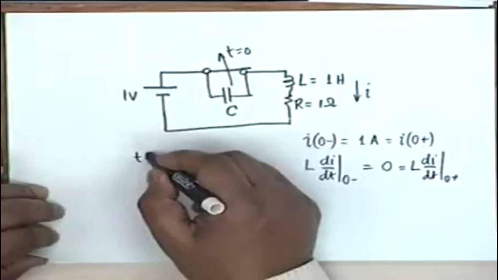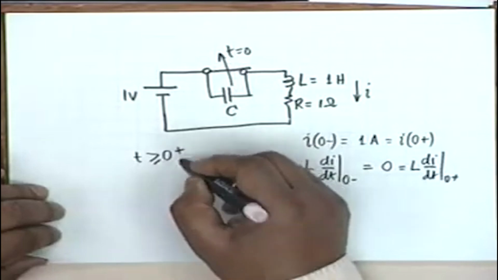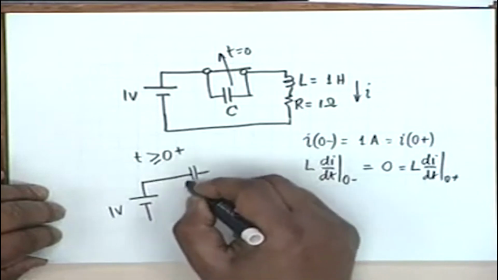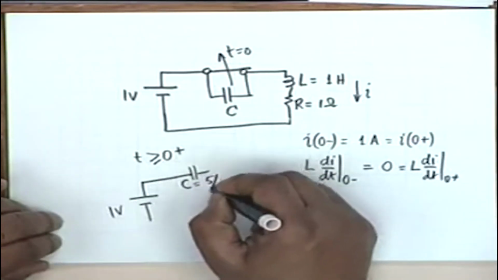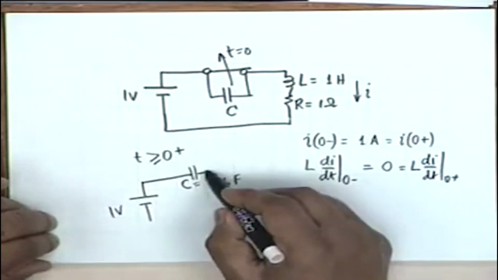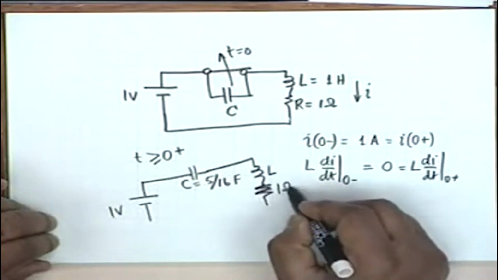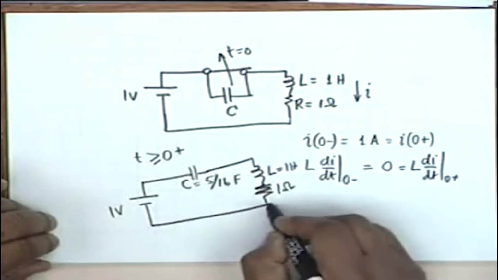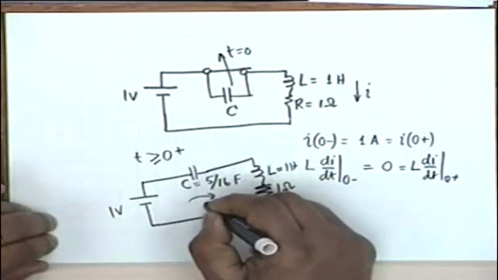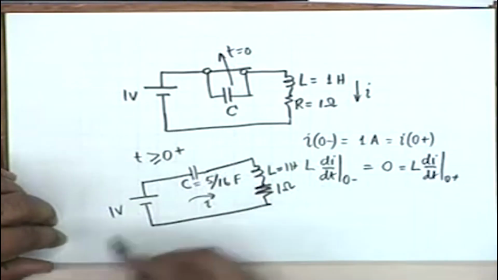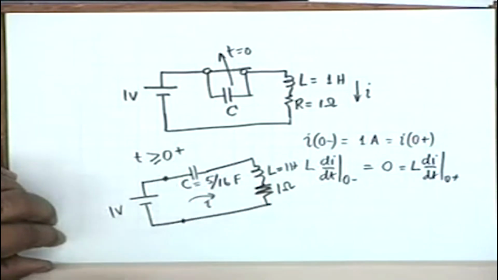Now at t greater than 0 plus, our circuit is this: 1 volt, then we have a capacitor C. The capacitor is given as 5 by 16 farad. I have chosen it for reasons that you will see in a moment. We have a 1 ohm resistance and a 1 Henry inductor. This becomes the circuit, and therefore to determine the current I in the circuit, we should determine the impedance looking into the circuit, Z of S. Then we shall be able to find out the steady state response and the natural response.